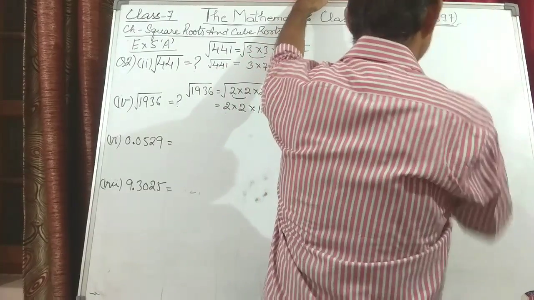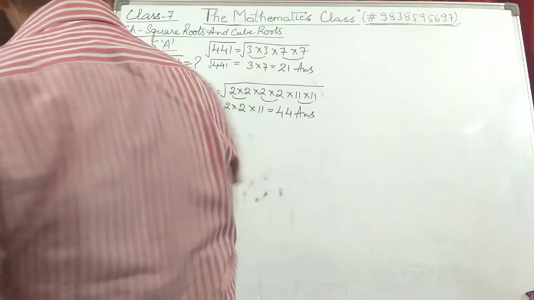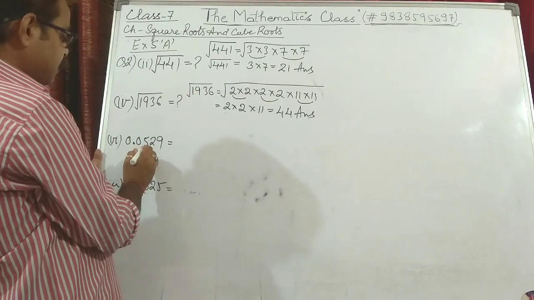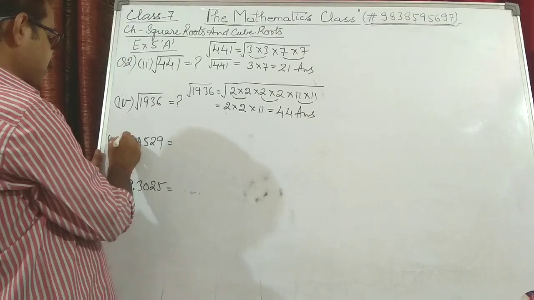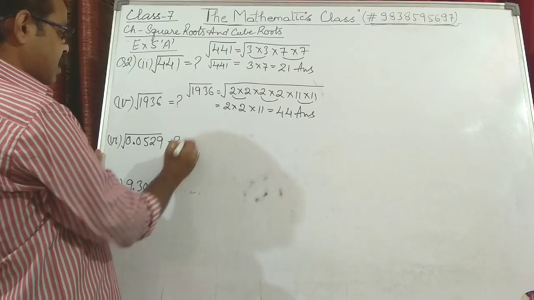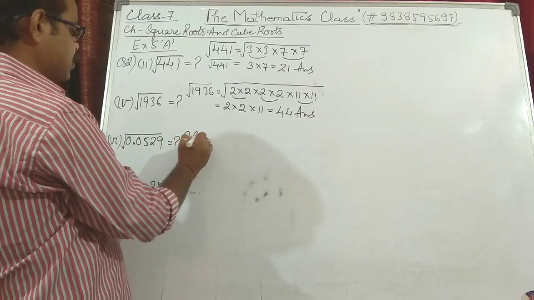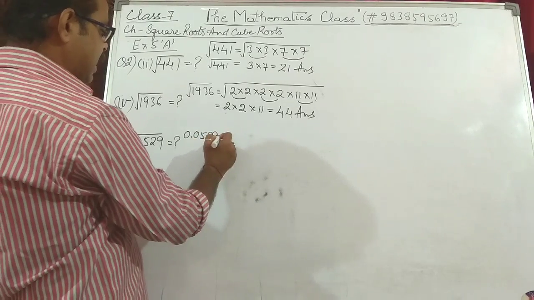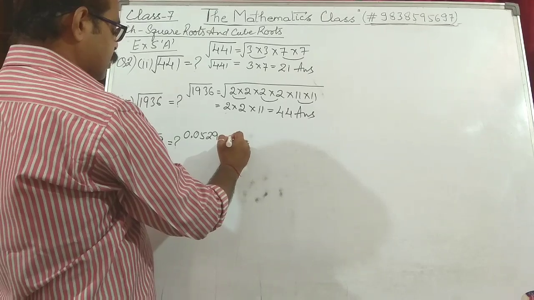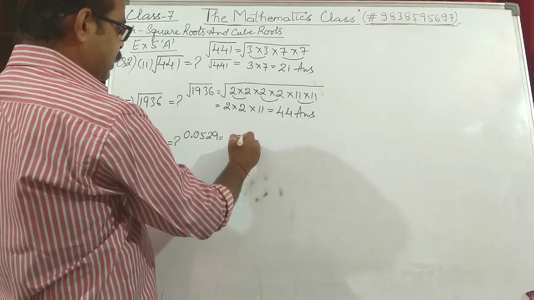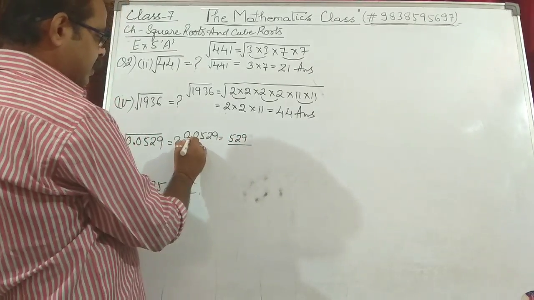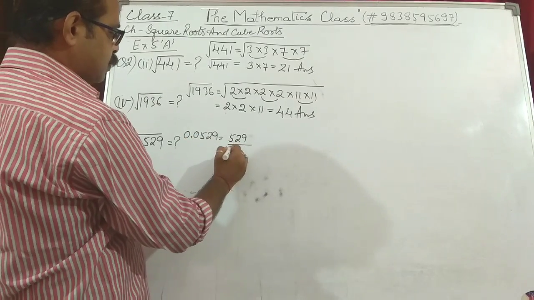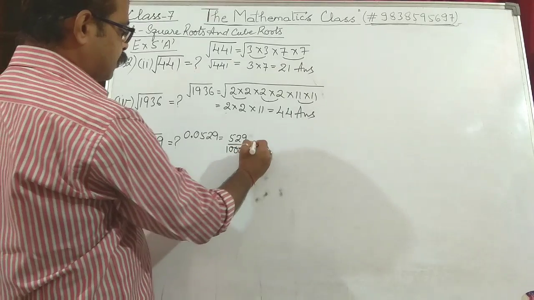Next part is the sixth part and that is given 0.0529. So first we'll put a square root sign and a question mark. Now we know that 0.0529 can be written as 529 upon 10,000, since below this there will be 1 and 4 digits, 1, 2, 3, 4.